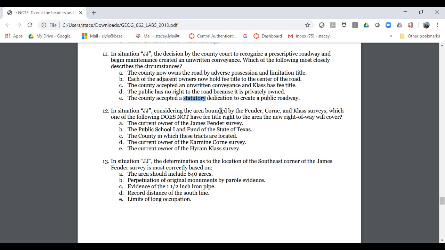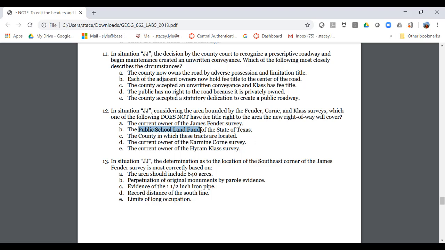All right, when it goes through the areas bounded with these surveys, which of the following does not have fee title to the area of the right-of-way? Okay, so the current owner of the James Fender, does he have the right into the existing area bounded by the Fender? No, there will be some that will go into Fender. The public school lands, they will, because again, there's that vacancy tract. The vacancy is owned by the public school lands.